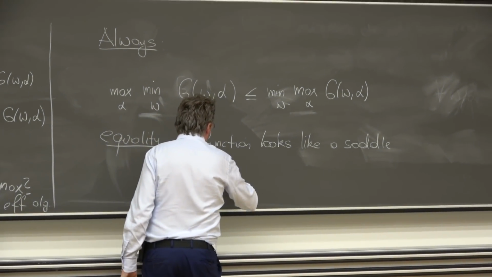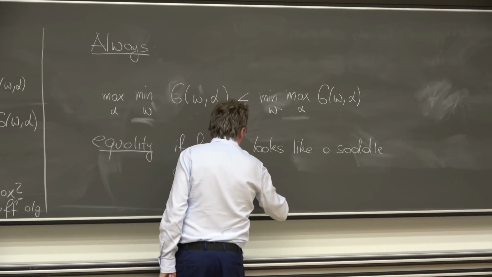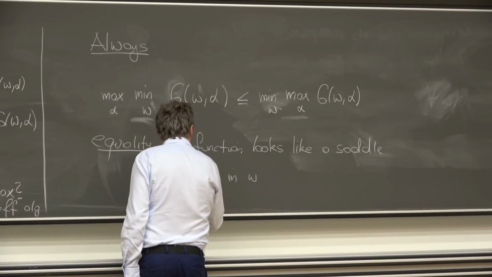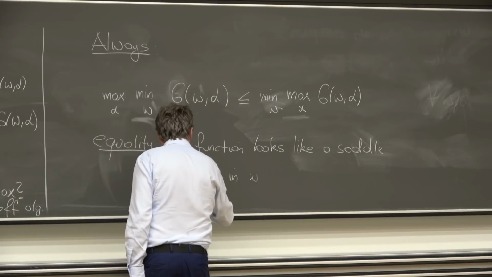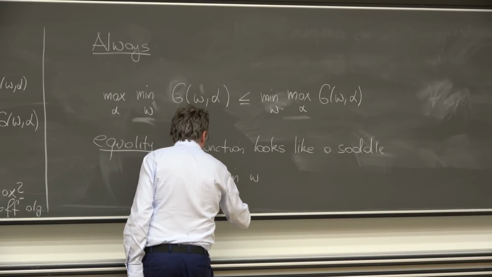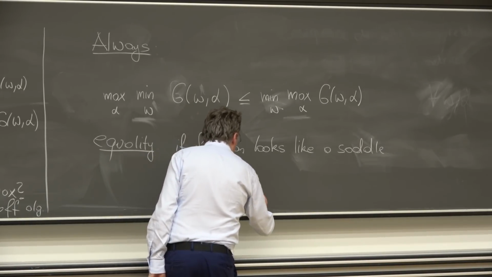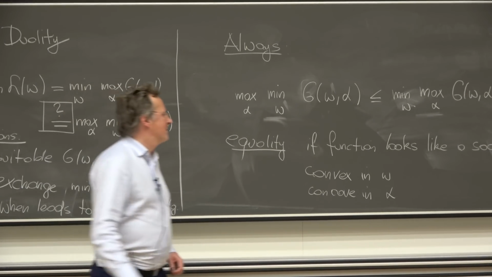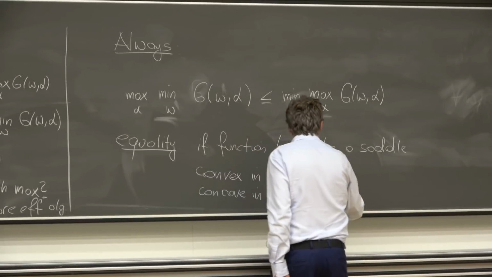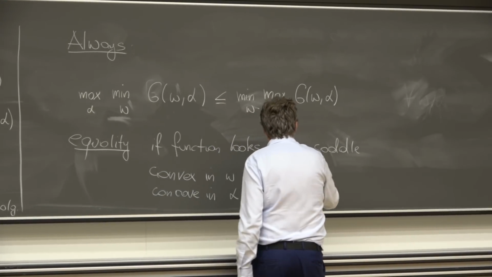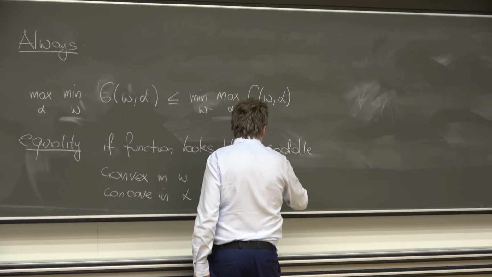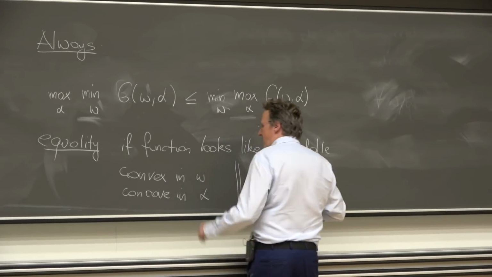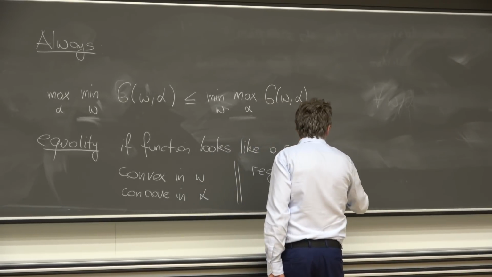The function is convex in one of them, in the W, and concave in alpha, and that's true for our case. And then you still have two other conditions. The regions where these things are defined, the regions for the omega and the W, have to be convex and compact.